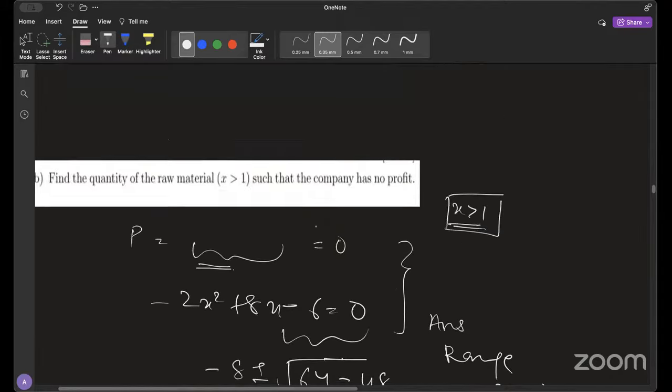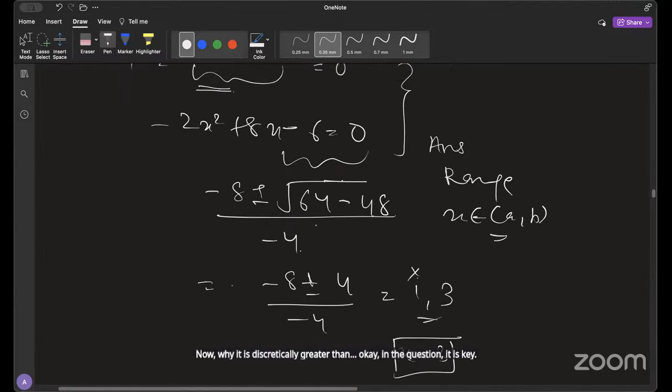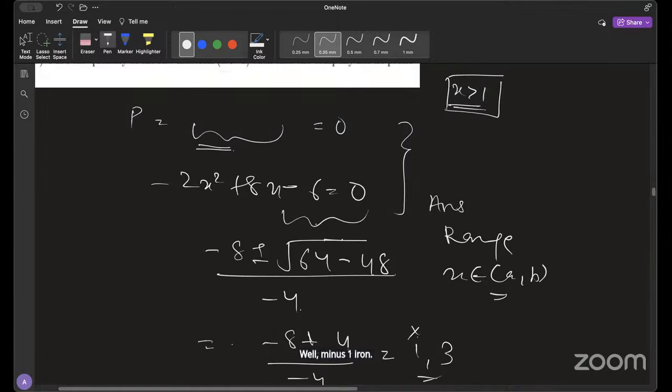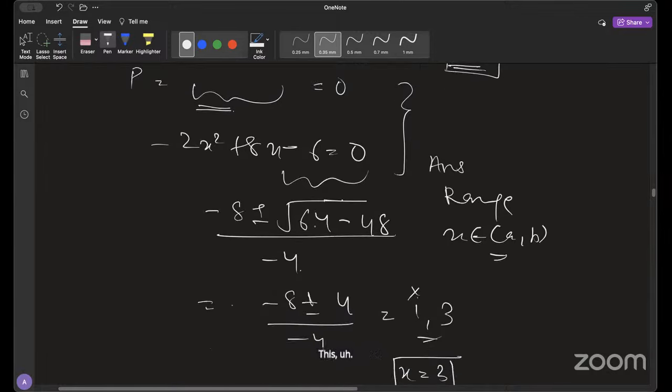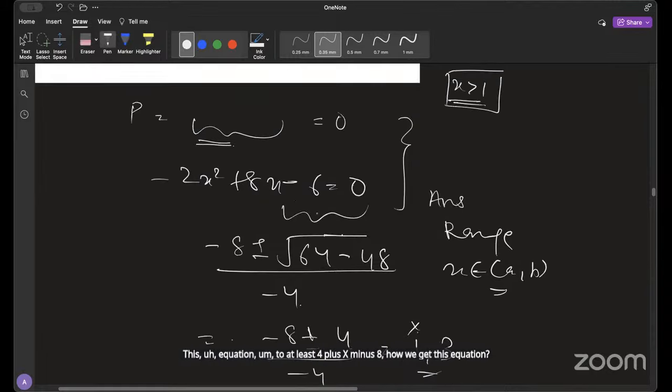Ma'am, why will it be minus 1? Strictly greater than, okay, in the question it is. Ma'am, I'm getting minus 1 when I check. The equation is 2x square plus 8x minus 6. How do we get this equation? It's given here.